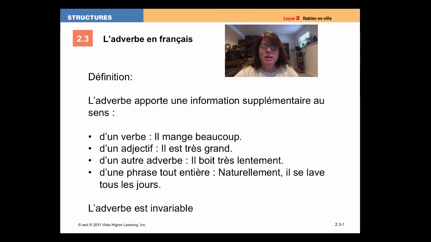Définition de l'adverbe. L'adverbe apporte une information supplémentaire au sens d'un verbe. Par exemple, il mange beaucoup. Là, il, c'est un pronom. Mange, c'est un verbe. Beaucoup. Comment est-ce qu'il mange? If we can ask the question how does he eat? In that sentence, beaucoup is the adverb.